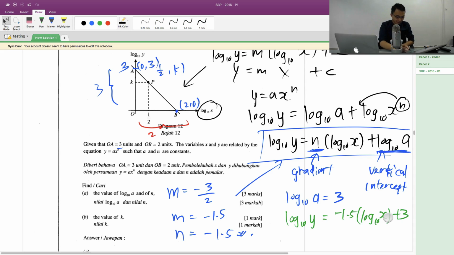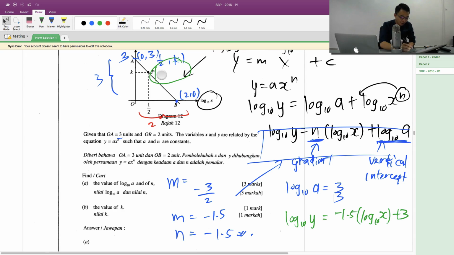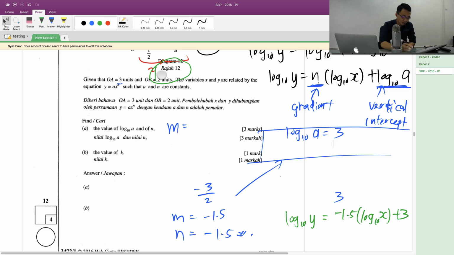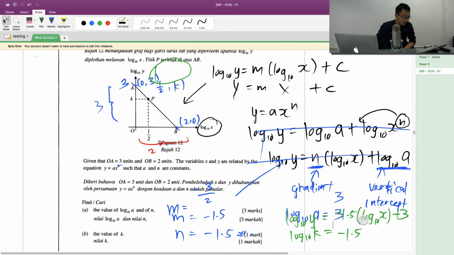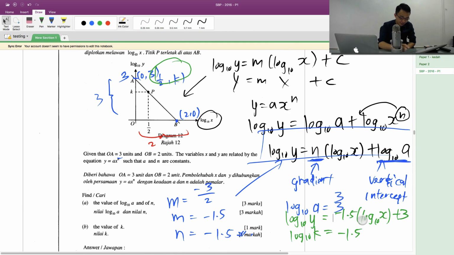Alright, so now we have to sub in this coordinate to find k. When x is half, y is k. So this one should be log 10k equals negative 1.5, and the x value is half, so log 10 half, plus 3.